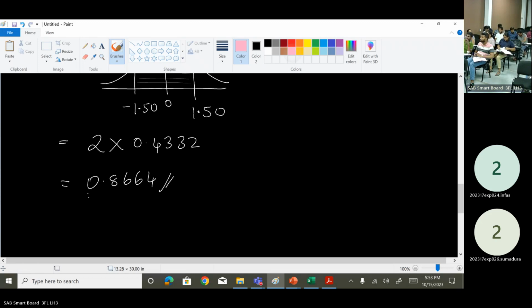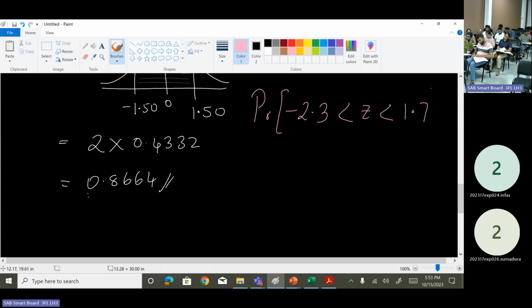Next one, probability minus 2.3 less than Z less than 1.7. Probability minus 2.3 less than Z less than 1.7. Right, so I'm trying to give all the types of references, when you can rely on anything.